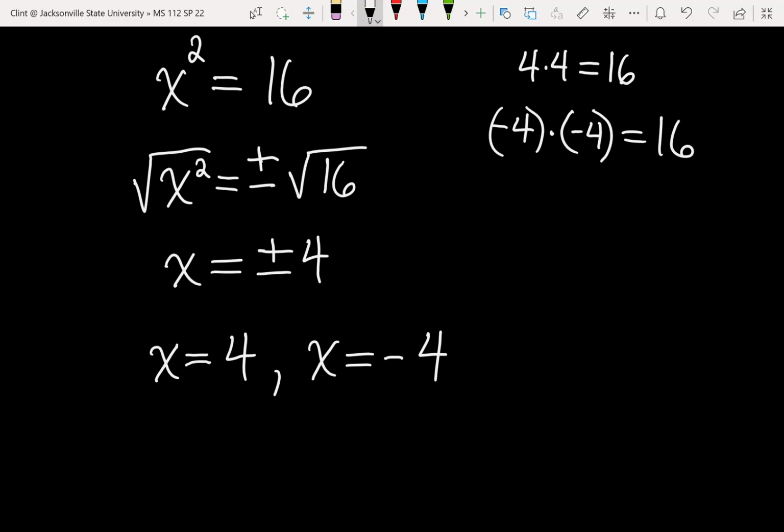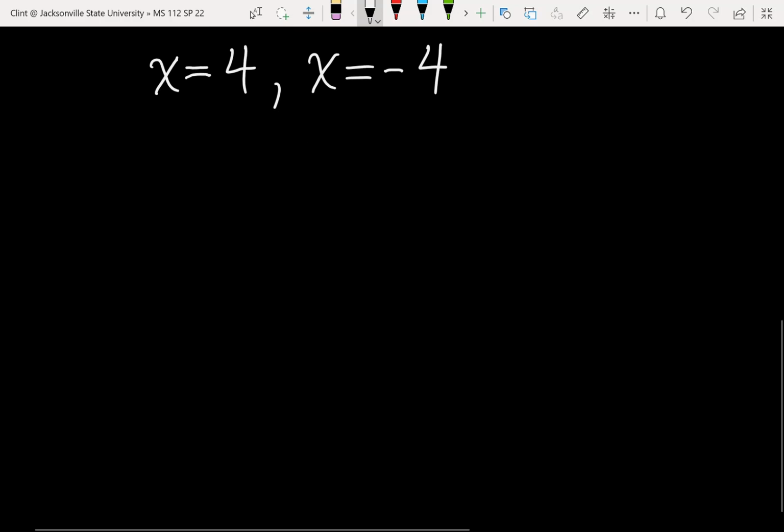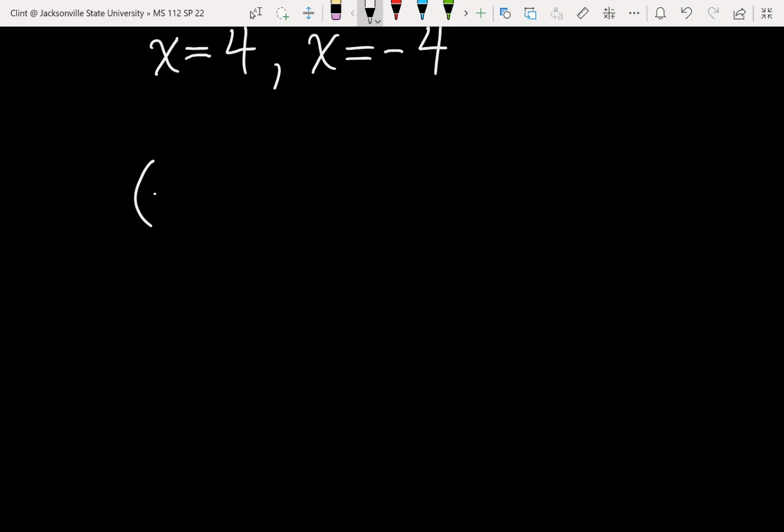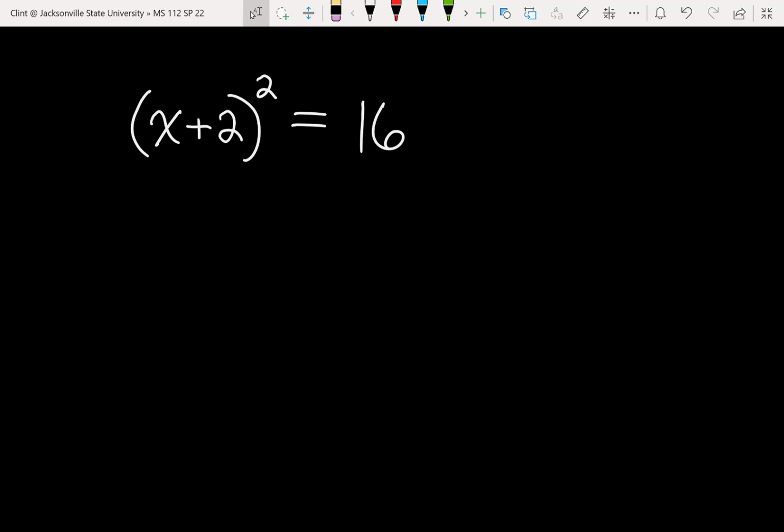So another way it can look where you can use this, another situation here. I'm going to use 16 again. Like this situation. The thing we have on the left is a perfect square. So we know how to find the square root of the left side of this. That's saying x plus 2 times x plus 2. This is really almost giving us the answer.